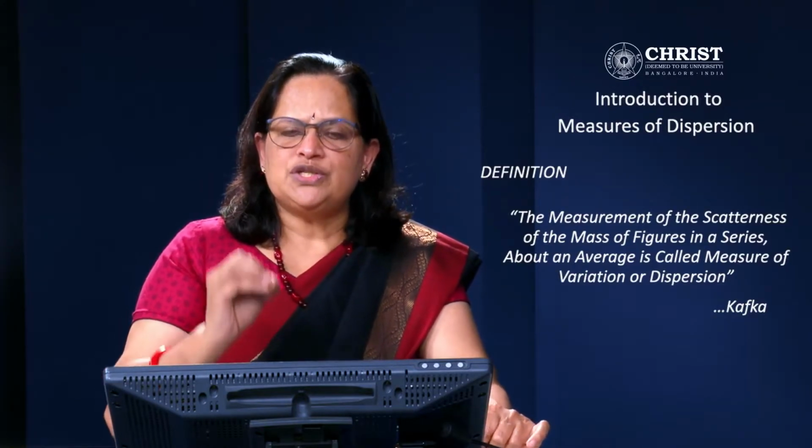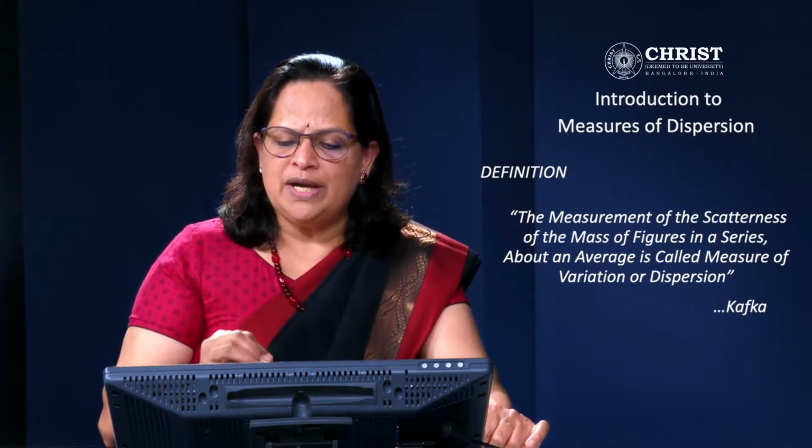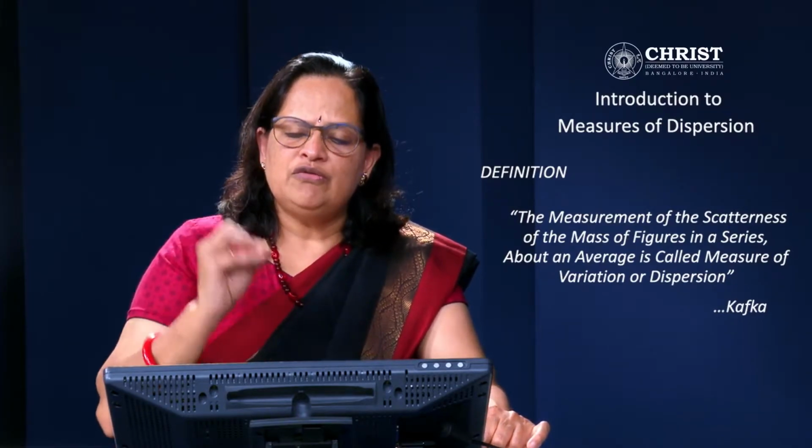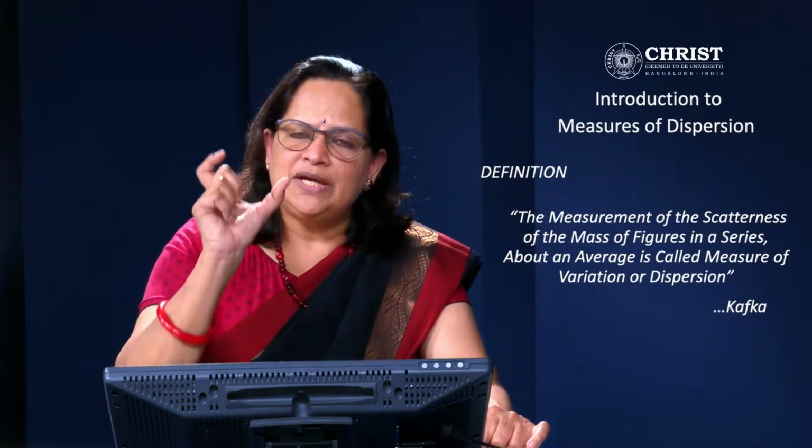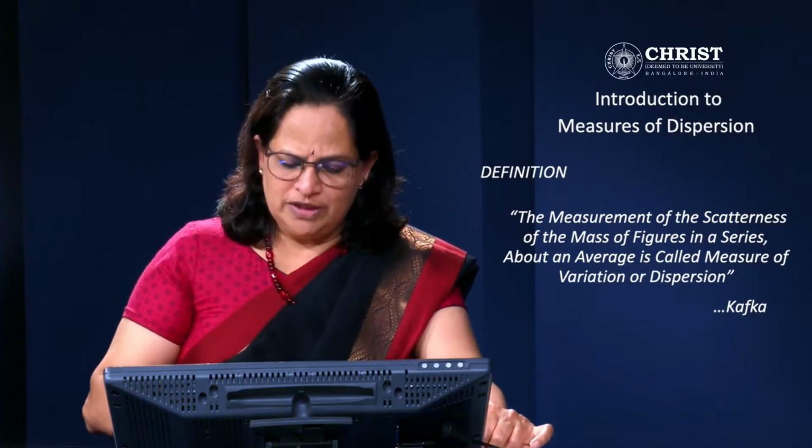So measure of dispersion, in simple terms, is the spread or scatter of item values from a measure of central tendency. And the measure of central tendency we use is always mean.